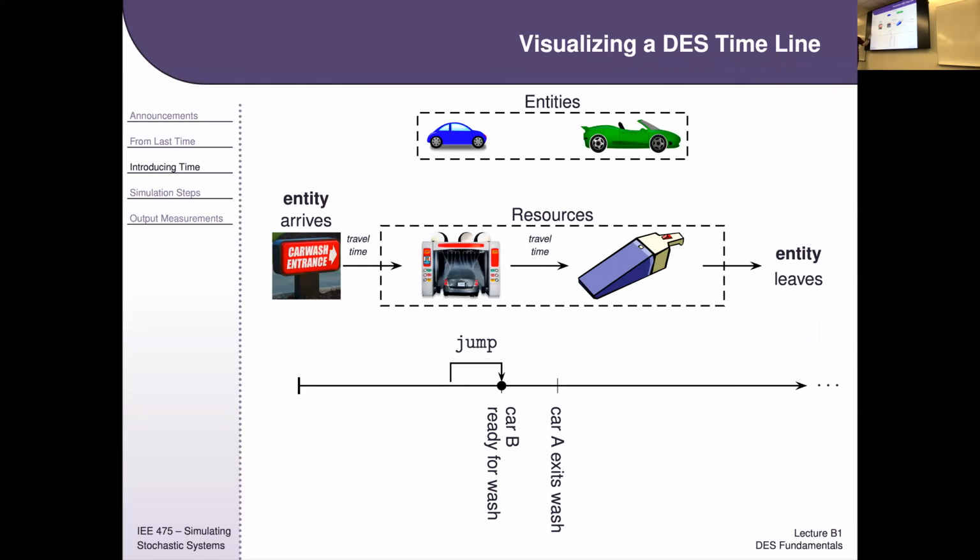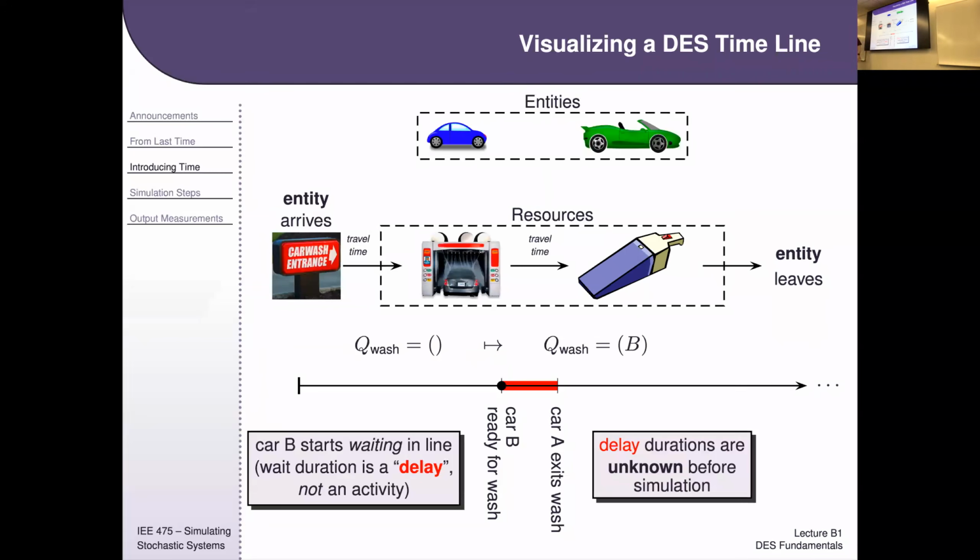And now I have to say, well, what happens when car B, ready for the wash, can't get in the wash when car A is still in there? So this is an example of where we have a delay. By running the simulation, because the A and B arrivals weren't quite lined up perfectly, there's a time that B has to wait for the car wash to become available.